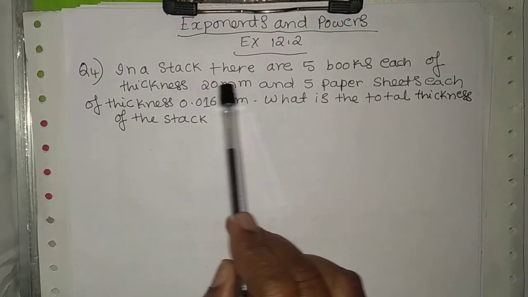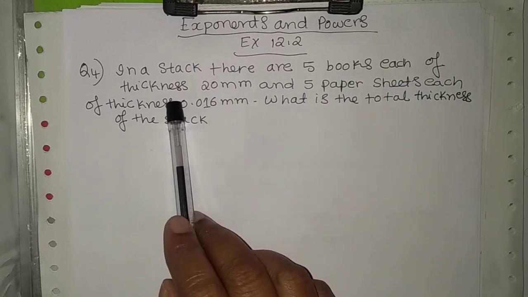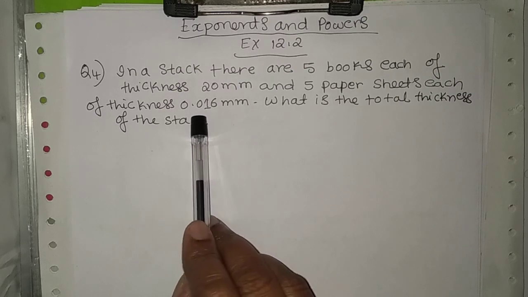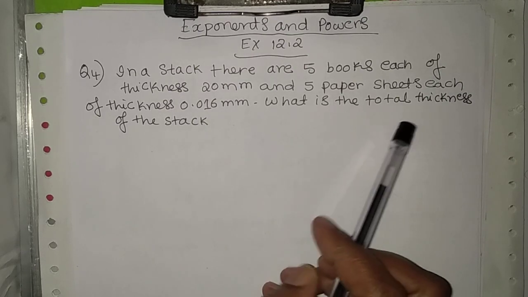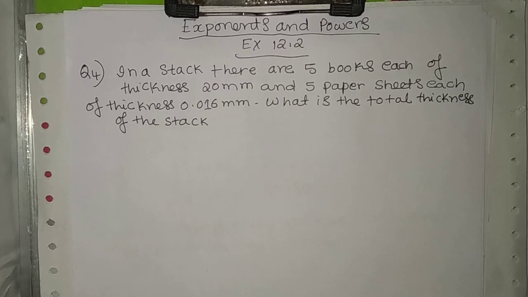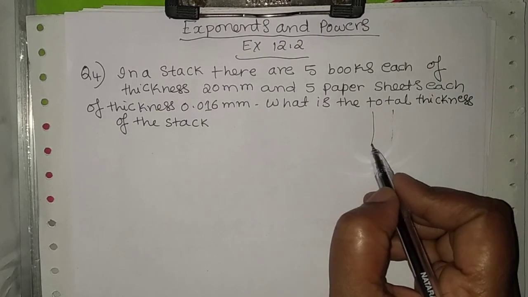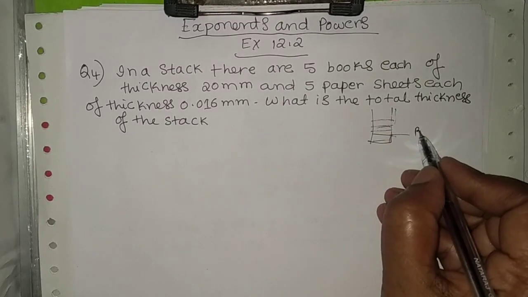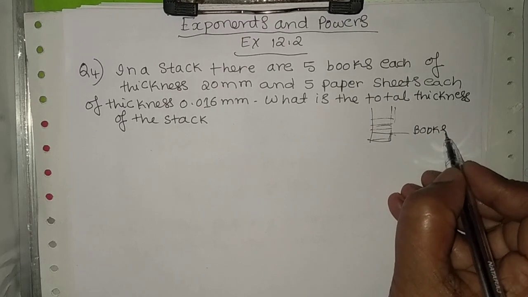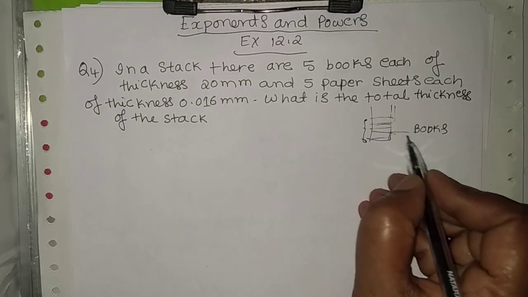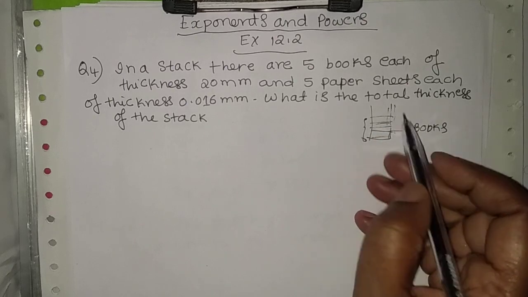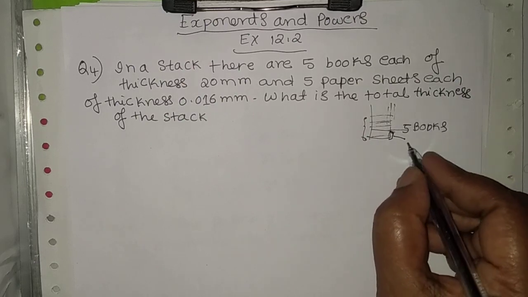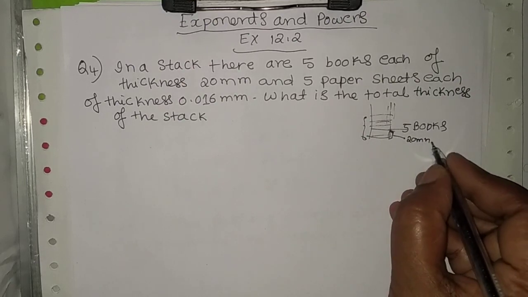The question says: in a stack there are 5 books, each of thickness 20 mm, and 5 paper sheets, each of thickness 0.016 mm. What is the total thickness of the stack? So there is a stack of books like this. There are 5 books, and the thickness of each book is 20 mm.